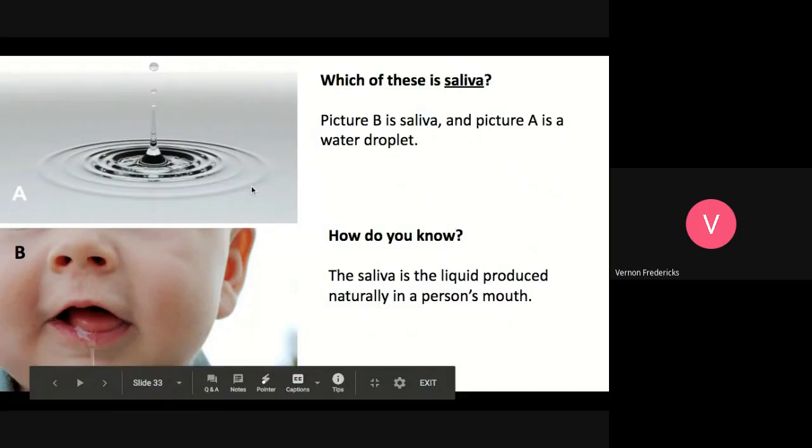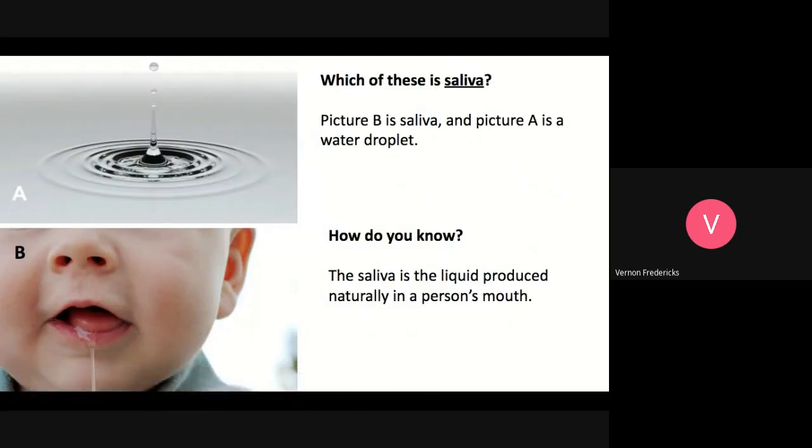Okay. Next word is saliva. Do you remember what is saliva, students? Which of these is saliva? Picture B is saliva and picture A is a water droplet. Yeah. Which of these is saliva? Picture B is saliva. Picture A is water dropping.